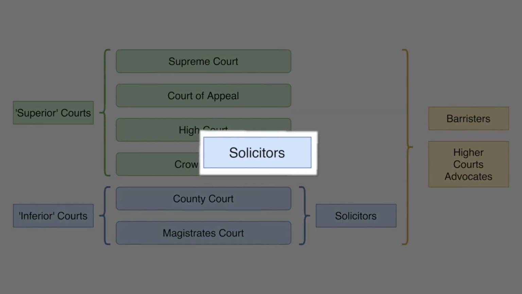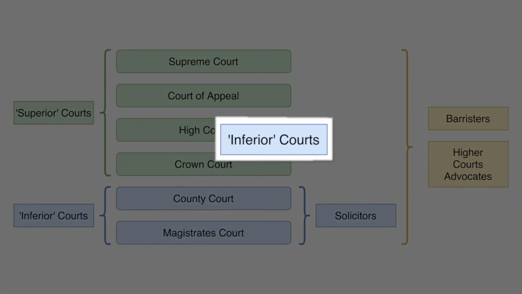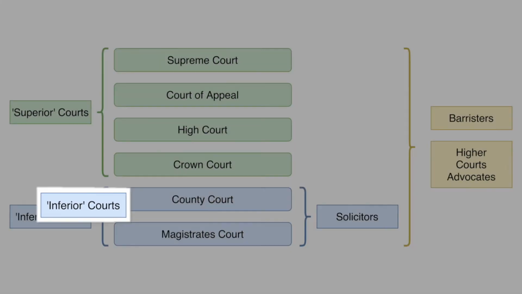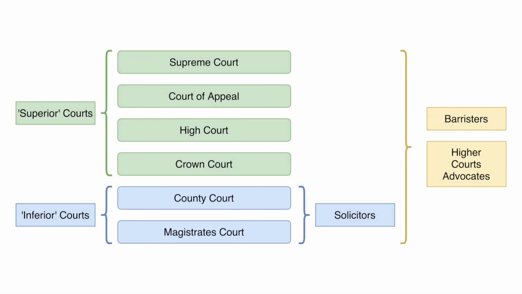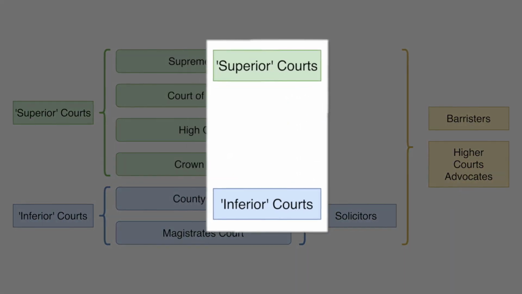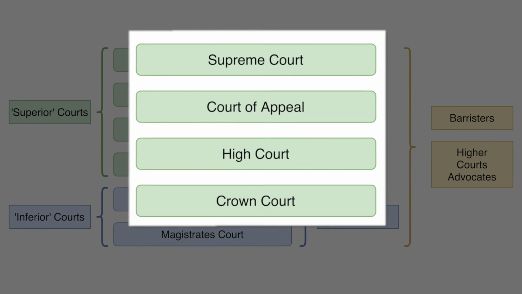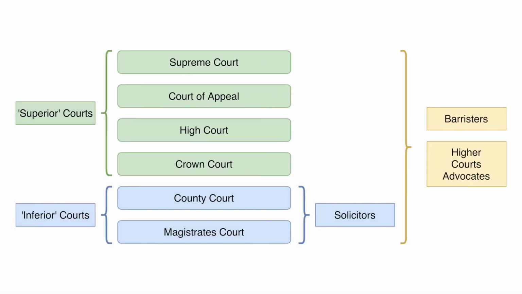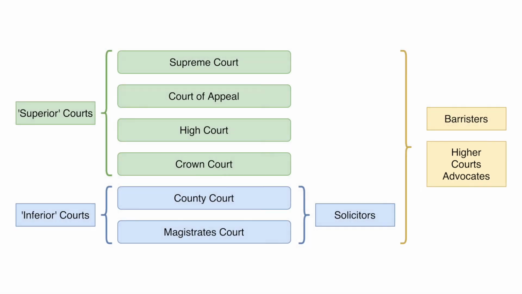When a solicitor qualifies, they have a right of audience to appear in the inferior courts of England and Wales, i.e. the county court and the magistrates court. When a barrister qualifies, they have the right of audience to appear in both the inferior and superior courts, that is the High Court, Crown Court and Court of Appeal and Supreme Court. However, after qualifying, solicitors may take a further qualification to be a higher courts advocate, which allows them the right to appear in the superior courts as well.